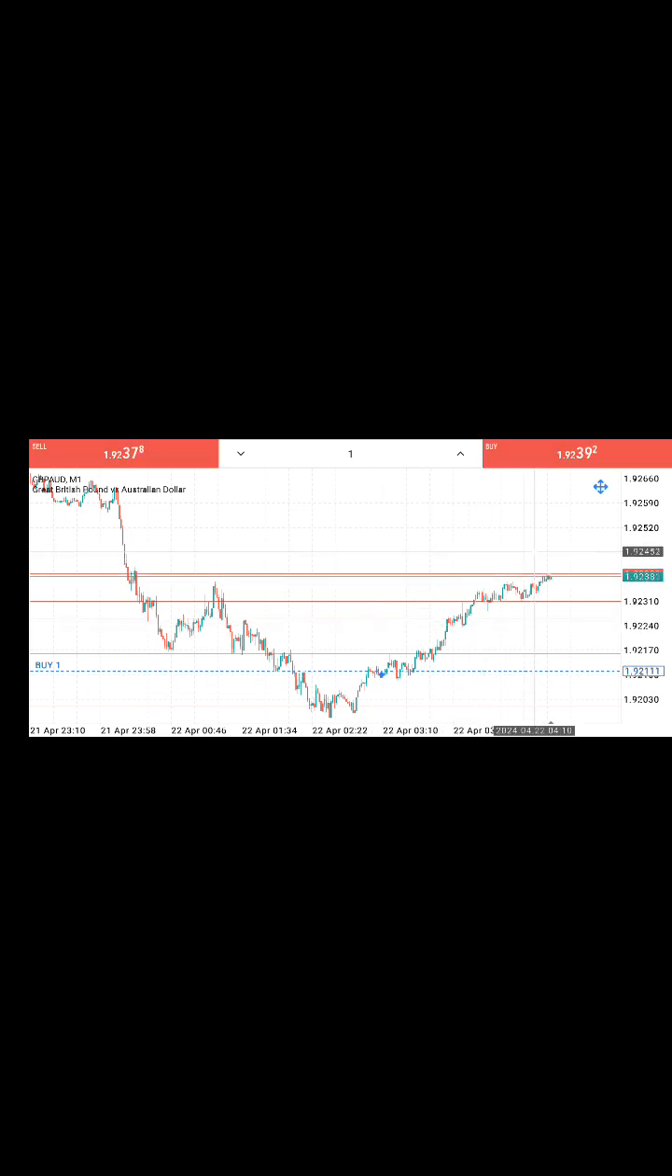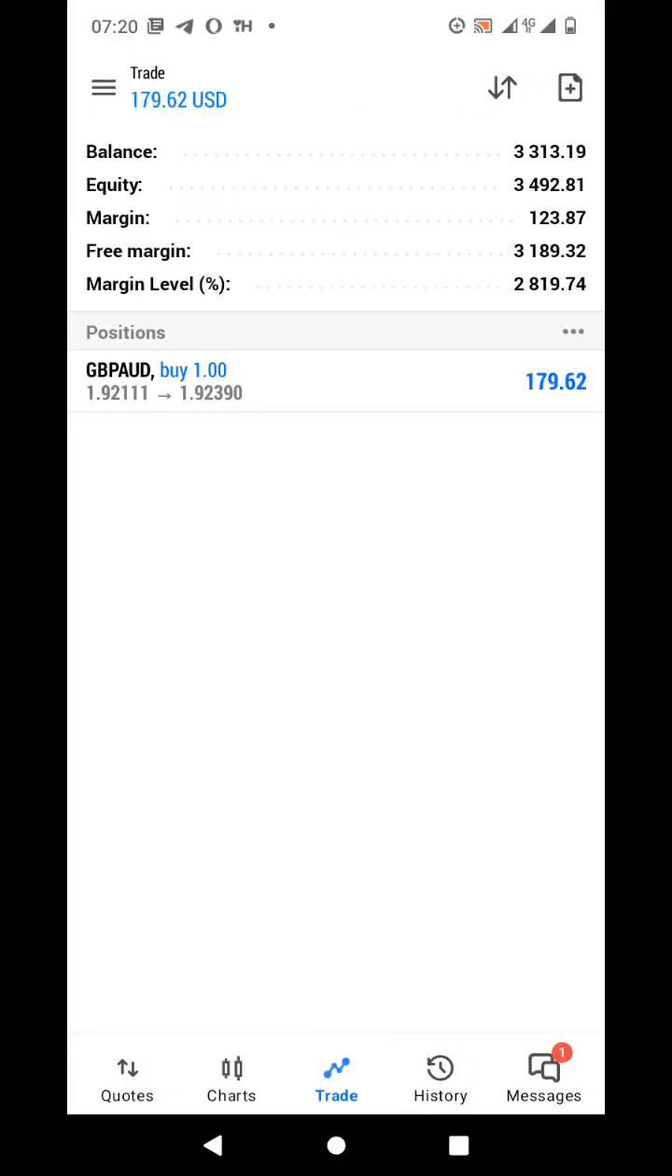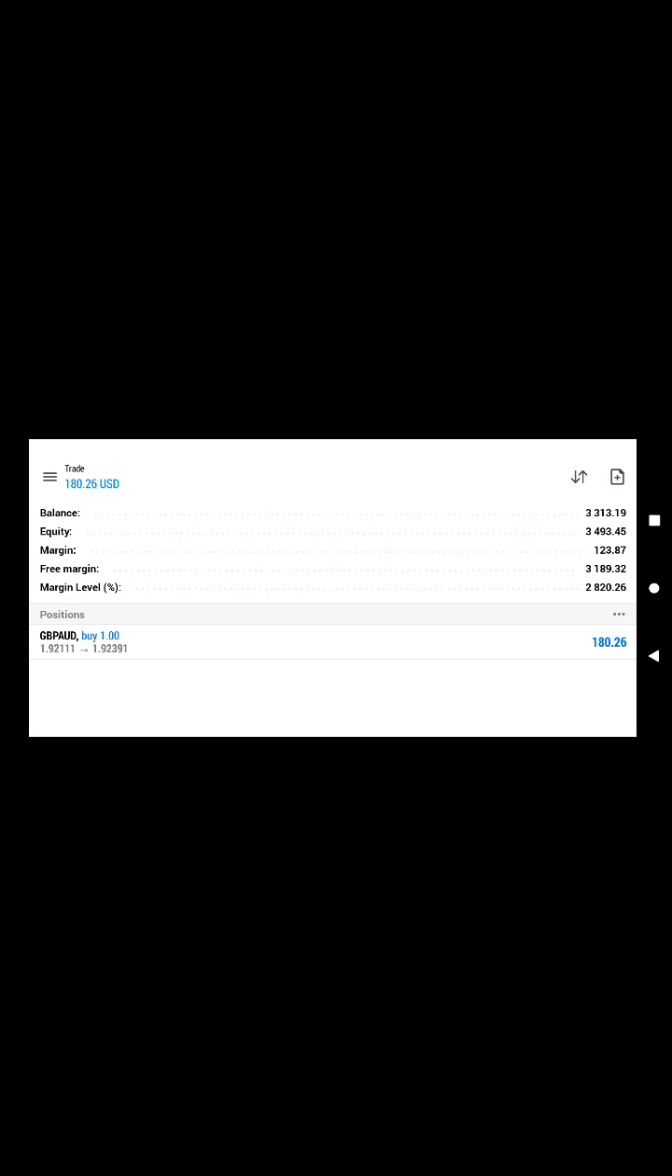So market is still moving. This is still an uptrend. Market is moving, and my target is around this place here. So let us see our trade. You can see now we are at 179, and it's still moving. Market is still moving.